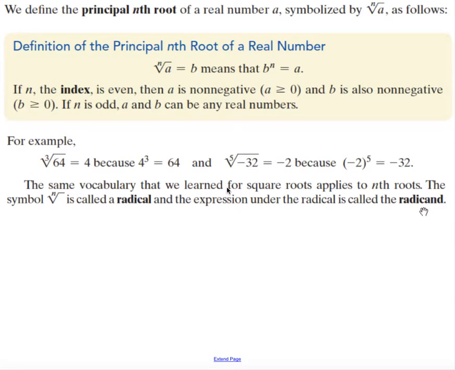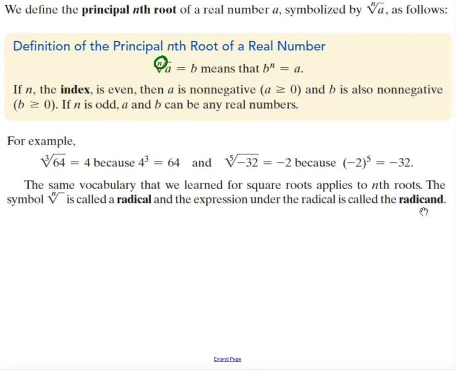Okay, we're going to shift gears now. We've been working a lot with square roots. Now we're going to go into what we call the principal nth root. So go ahead and pause and read. Okay, the definition of a principal nth root. So far we're talking about square roots. What if we change the index, this little number right here?